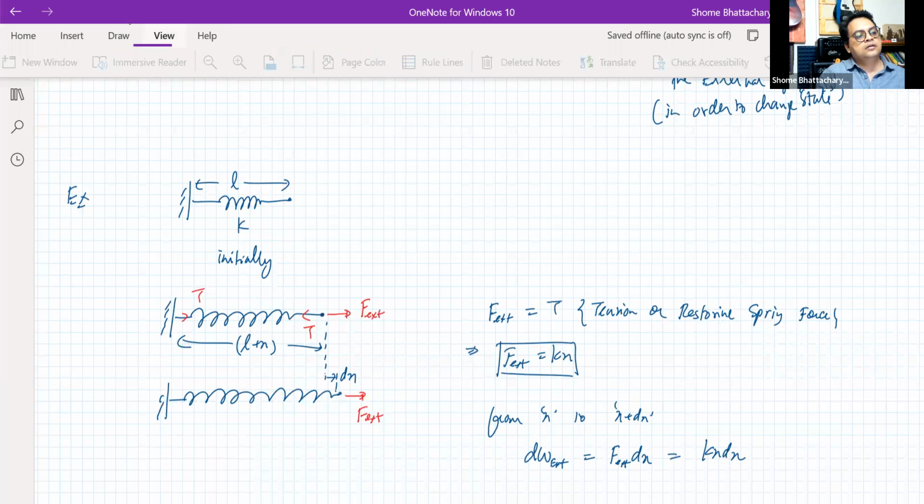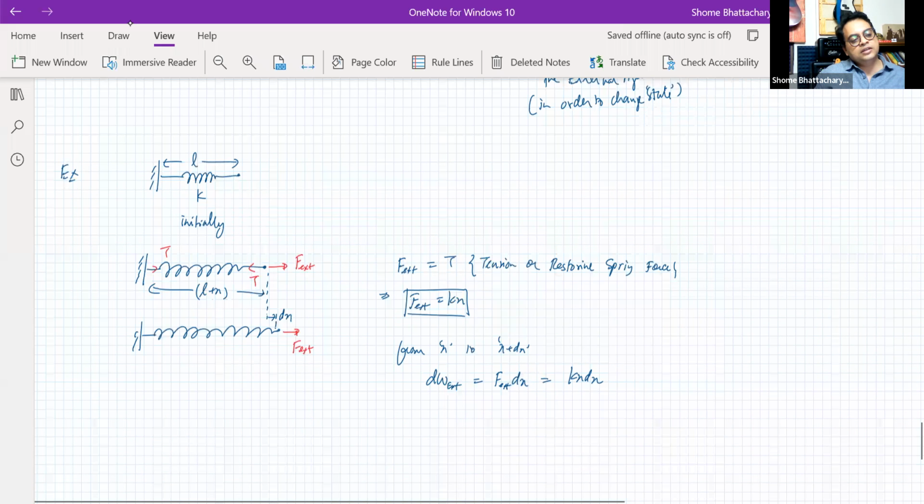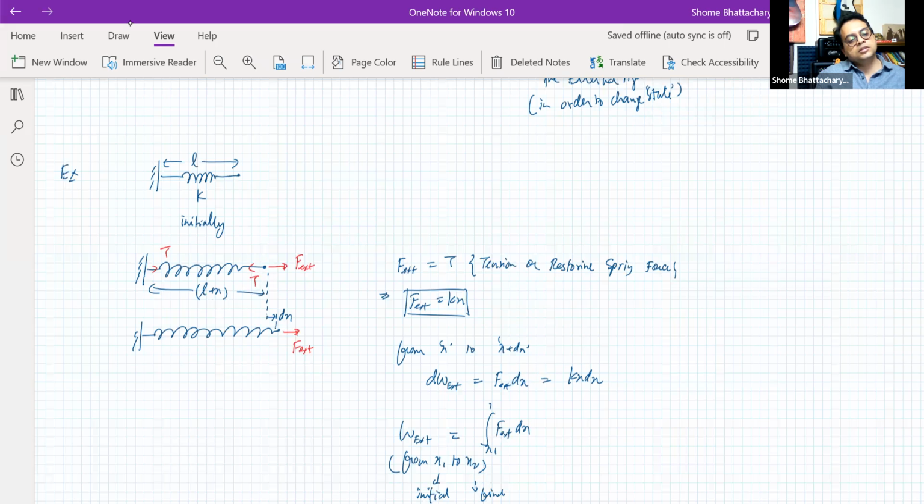So therefore, the net work done from some x1 to some x2, let's say initial to some final state, will be this. So k is a constant and the integration of x dx is x square by 2. So from x1 to x2, that is half k times x2 square minus x1 square.